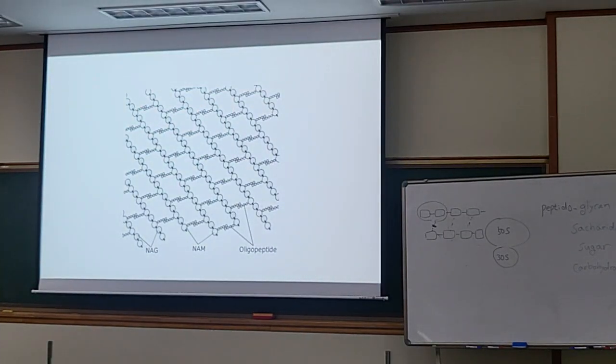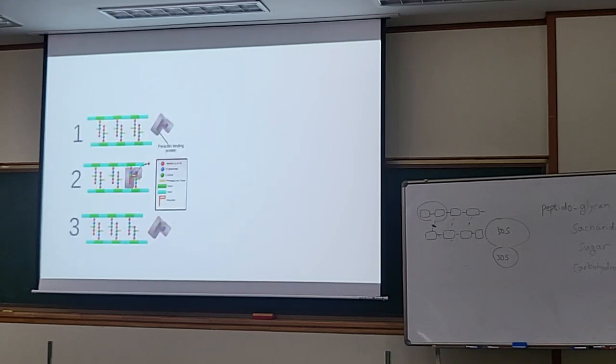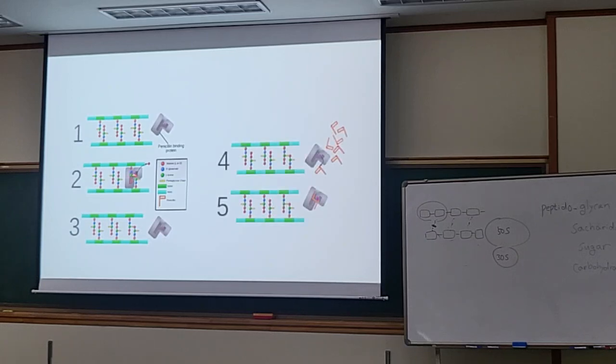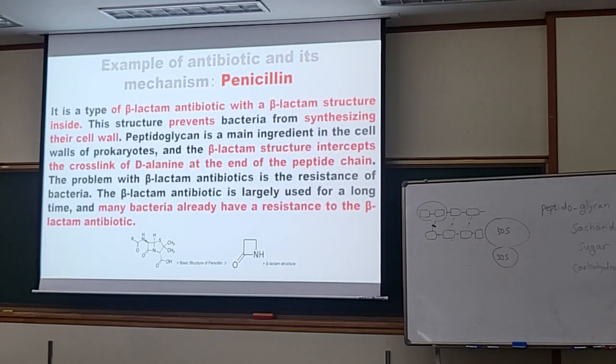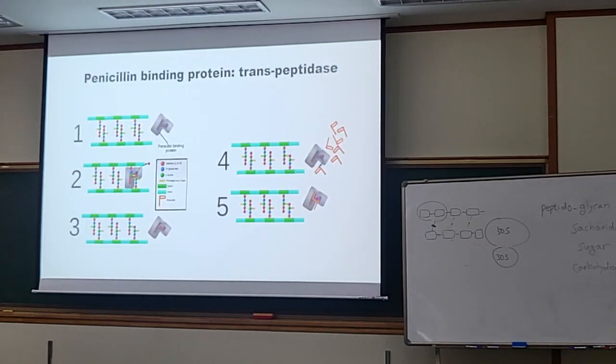This is the shape of the cell wall, the carbohydrates and small peptides linked like this. Now, the binding site here is blocked. How is it blocked? This protein, the so-called penicillin binding protein, is the enzyme that makes this linkage. Penicillin has a shape that can bind to the active site of that enzyme, and it blocks the function of that enzyme.